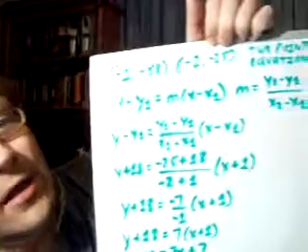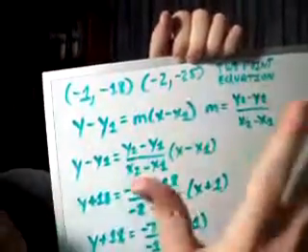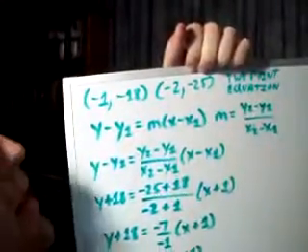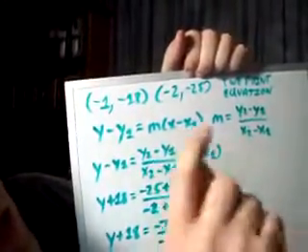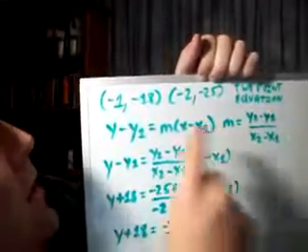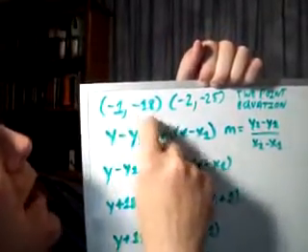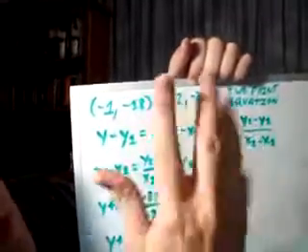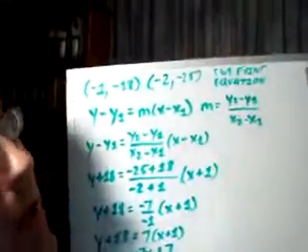Let me solve that problem for you. It's called the two-point equation. Now, in this example, we are given two sets of Cartesian coordinates. That means we have the coordinates of 2 points on that line. In this case, we have (-1, -18) and (-2, -25). You could plot those if you wanted to. Go ahead and do so.